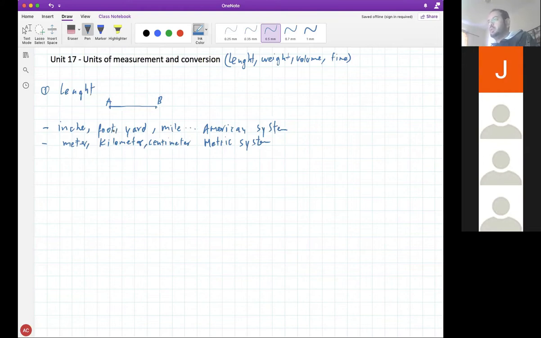conversion between these. So maybe between feet and inches. What's the conversion? What is the formula between inches and feet? 12 inches is 1 foot. Exactly. So 1 foot is equal to 12 inches.